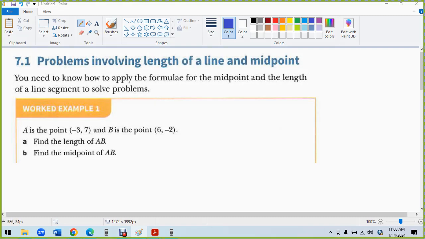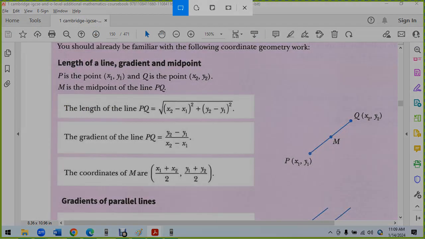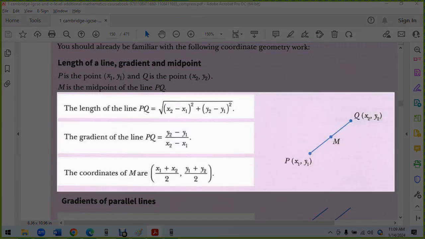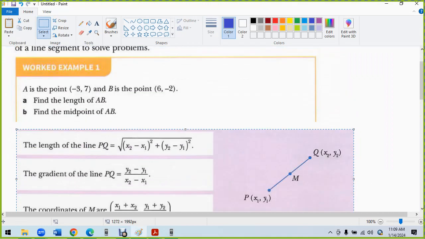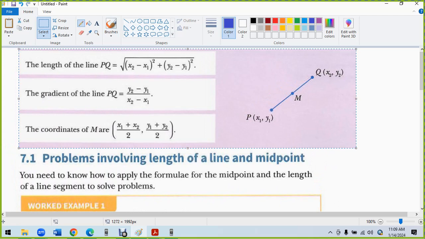7.1 problem involving length of a line and midpoint. So we need to know how to apply the formula for midpoint and the length of a line segment to solve problems. We can also find the gradient. So this is the formula for the length of a line and the midpoint. It's the square root of (x minus x1) squared plus (y minus y1) squared. And the midpoint is we sum up and then divide by 2.